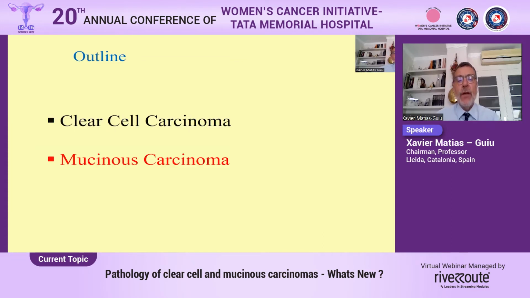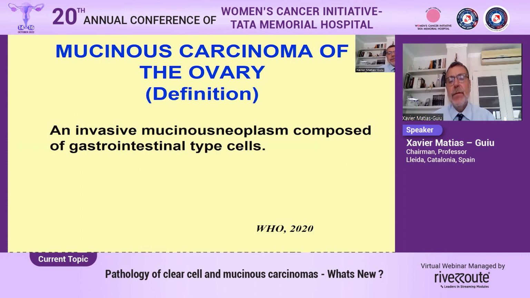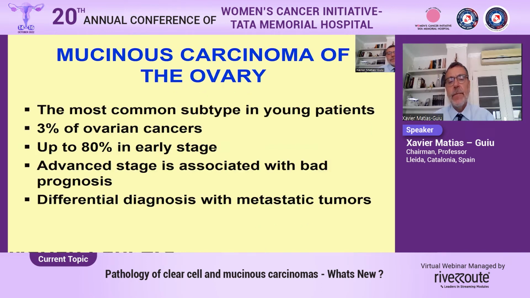So the second tumor that I would like to touch is mucinous carcinoma. And this is an invasive mucinous neoplasm composed of gastrointestinal type cells. This is unusual, 3% of ovarian cancer, but the most common subtype in young patients. Up to 80% are diagnosed in early stage, but advanced stage is associated with bad prognosis, and differential diagnosis is challenging with metastatic tumors.